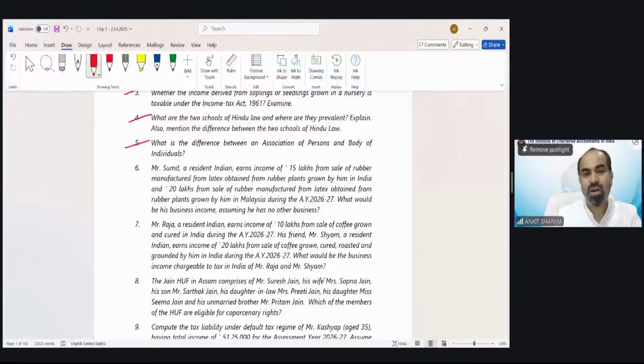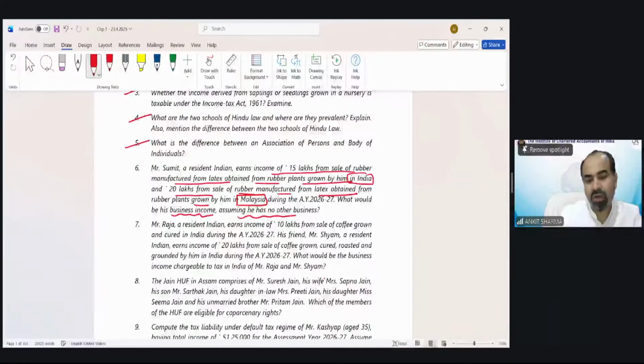Mr. Sumit, a resident in India, earns income of 15 lakh from sale of rubber manufactured from latex obtained from rubber plants grown by him in India, and 20 lakhs from sale of rubber manufactured from latex obtained from rubber plants grown by him in Malaysia. So that is outside India. What would be his business income, assuming he has no other income? So technically, they want to ask the taxable income.